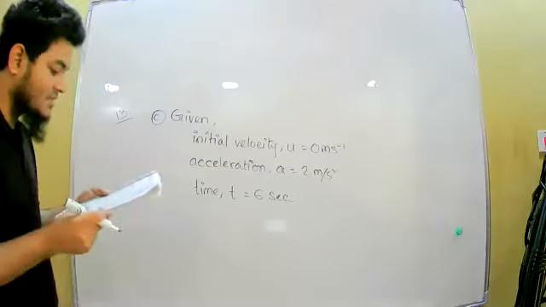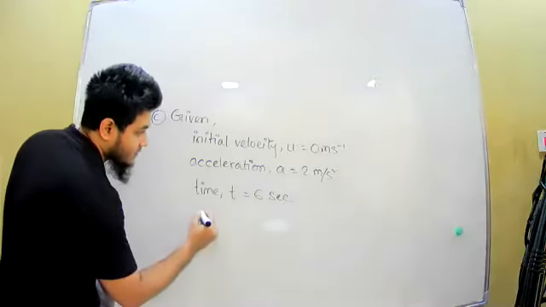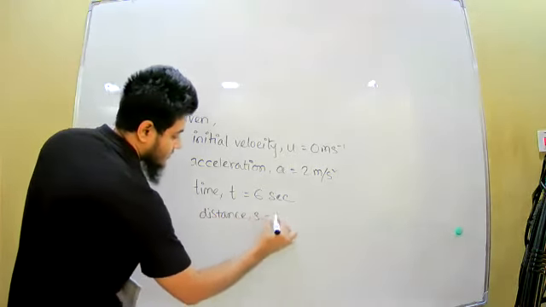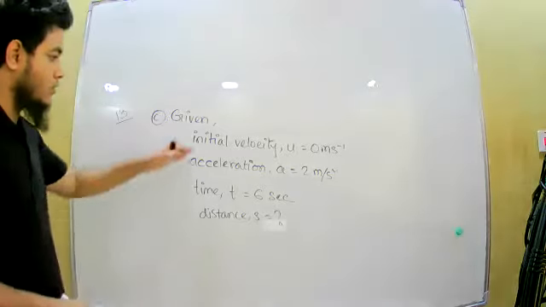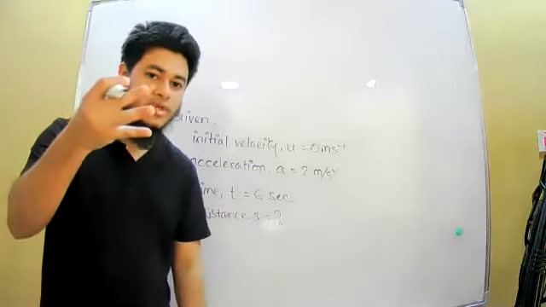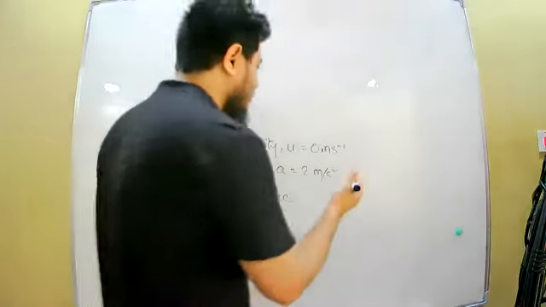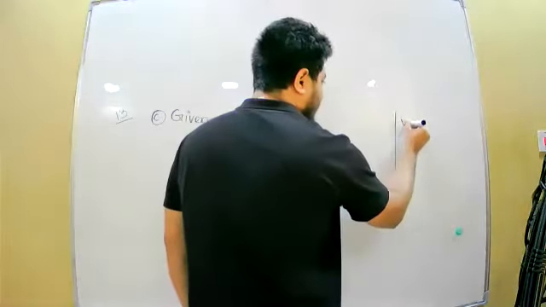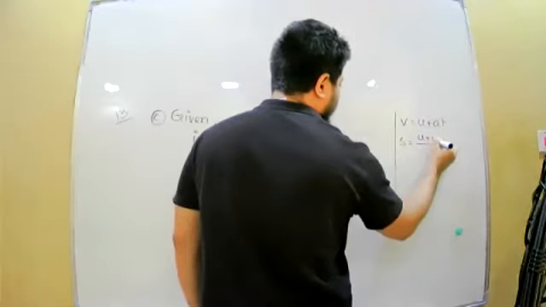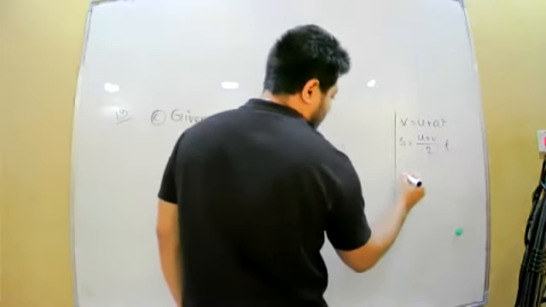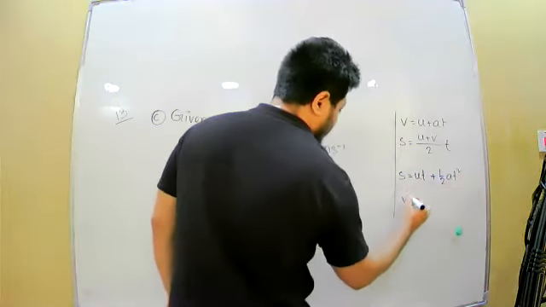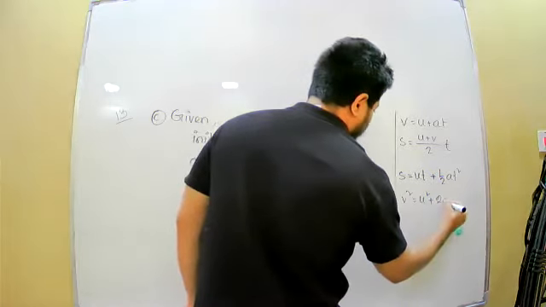Then they are asking what is the distance traveled. Distance, s is equal to how much? So you know that there is acceleration, and when there is acceleration, we have four equations which we can use. So what are those four equations? v equal to u plus at, s equal to (u plus v) divided by 2 into t, s equal to ut plus half at square, v square equal to u square plus 2as.